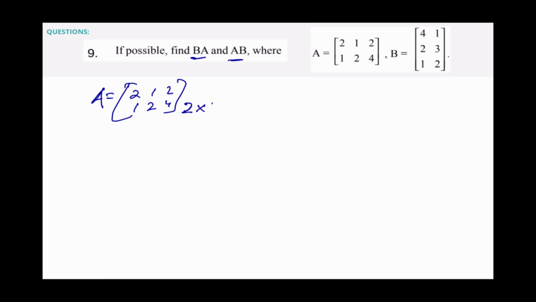How many rows are there? 2 rows. And how many columns? 3 columns. B is what? 4, 1, 2, 3 and 1, 2. How many rows? 3 rows. And how many columns, student? 1 and 2. 2 columns.